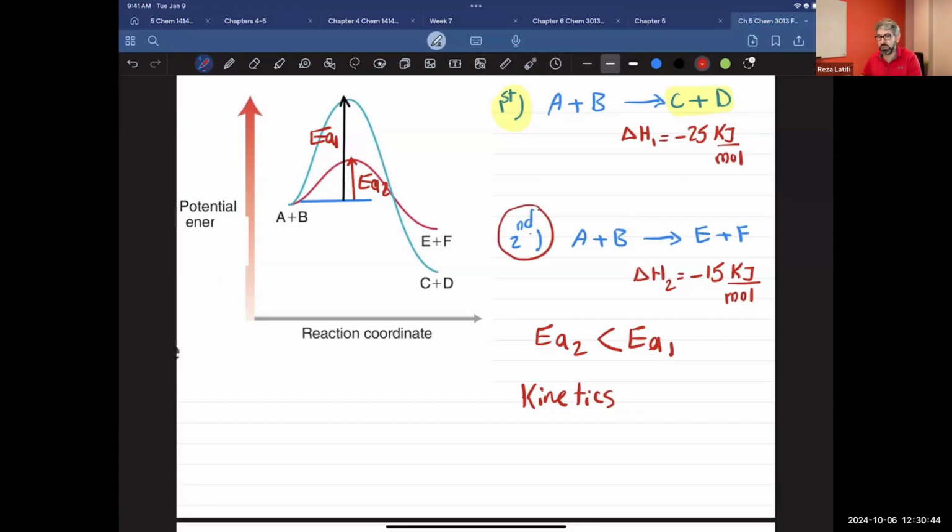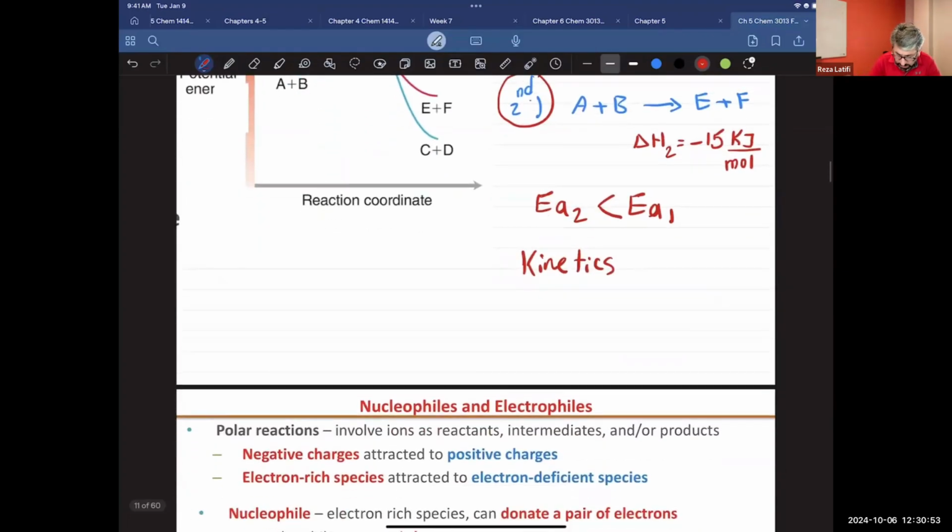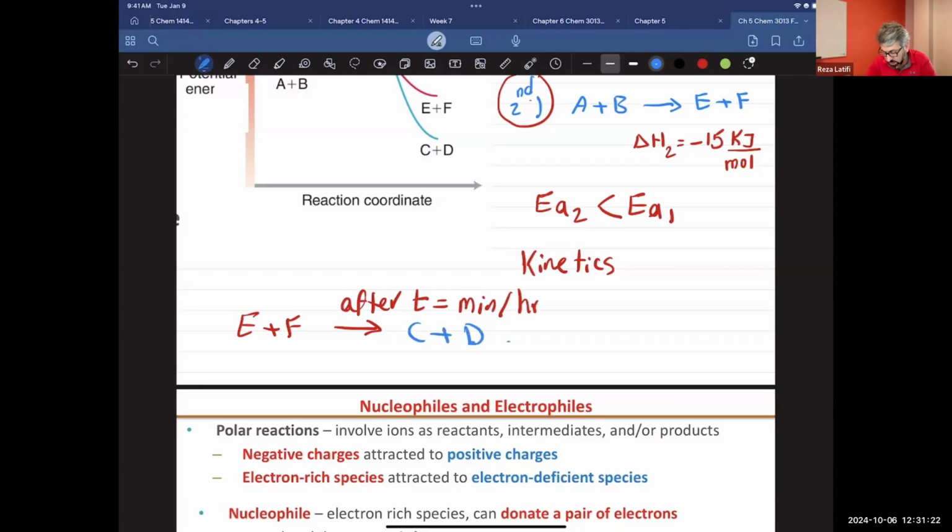But it doesn't mean E and F are the most stable product. Maybe, and it can happen, E and F after some time, after some minutes, hours, days, I don't know really, after some time T, they will turn to C and D. Why? Because C and D are more stable.